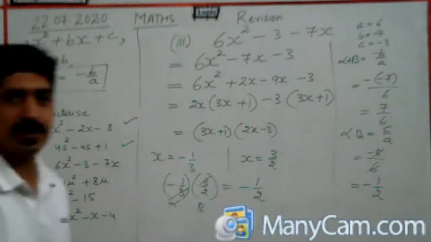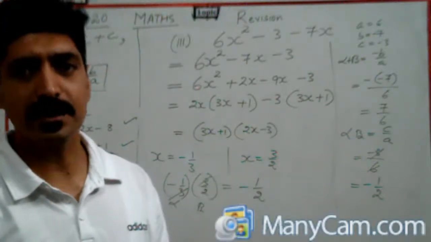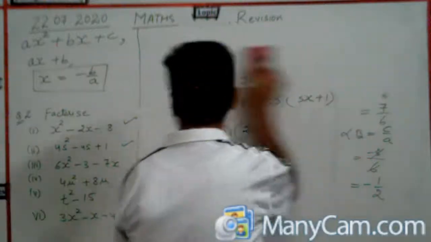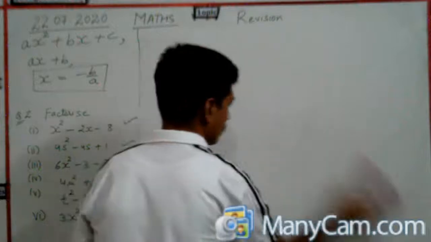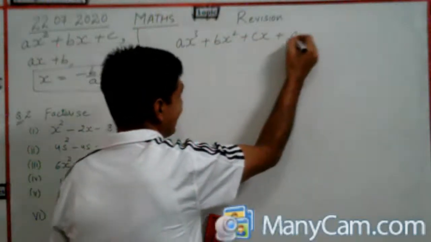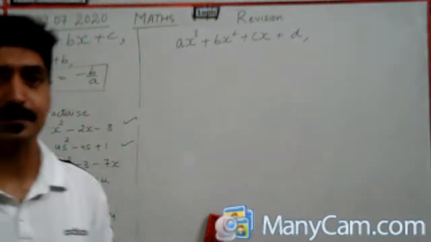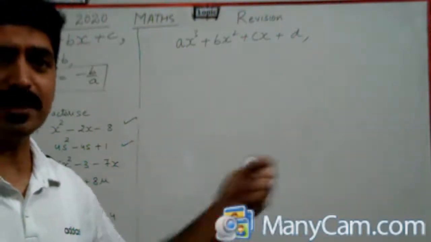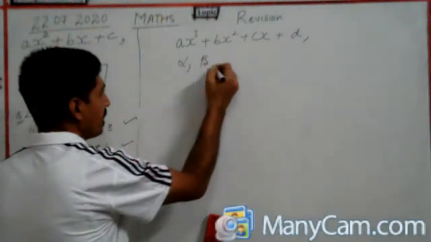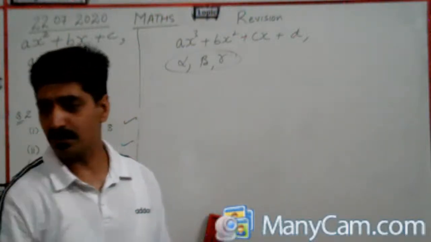Although I have not given a cubic one here, if we have a cubic polynomial, then also we have relationships. Then we have 3 zeros. If we have the polynomial ax cube plus bx square plus cx plus d, here we have four constants A, B, C and D. So if we have a cubic polynomial, how many zeros do we have? 3. Let these be alpha, beta and gamma. We can also find these zeros with a different method. And what about the relations?